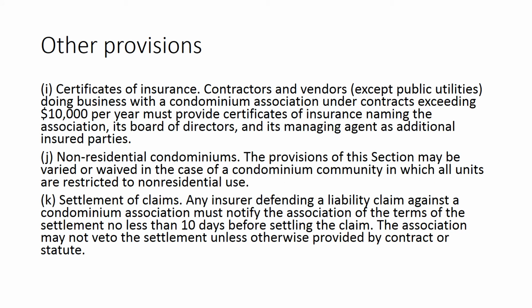Some other provisions, and this is a good practice, certificates of insurance. Contractors and vendors that the association hires that are doing business with the condo association must provide certificates of insurance. If the contract's over $10,000, they have to provide, upon request, a certificate of insurance naming the association, etc., as additional insured parties. This is important because one way of avoiding risk is to get contractors to do things rather than to have the association do those things themselves and potentially do them wrong and incur liability. So it's nice to have an independent contractor doing it. But always get a certificate of insurance from the contractor or vendor that makes sure the association is named as an insured.